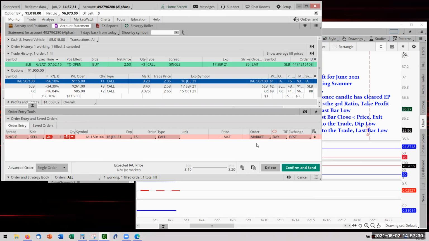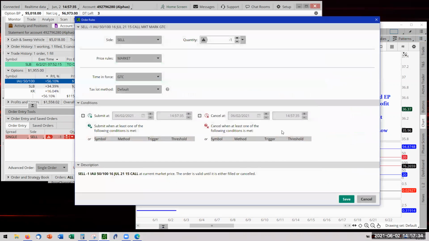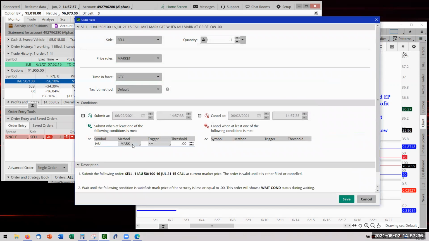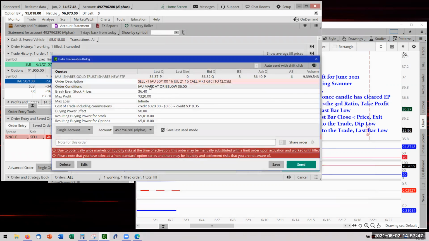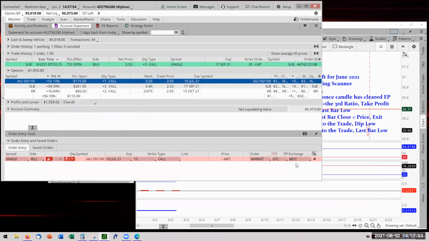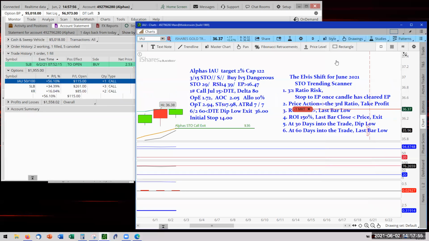One contract to sell at market. Go to GTC. Come here to the gear, and we're going to go less than $36. Okay, $36. Save. And now we're going to come here to the order ticket. Sell at below $36 and drop in our notes, which I did copy earlier, and send. And now there is our order ticket there.